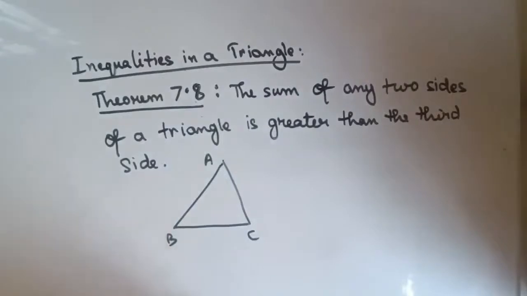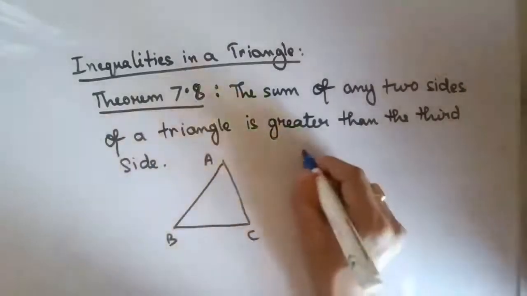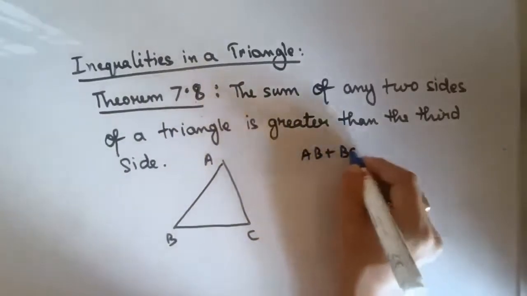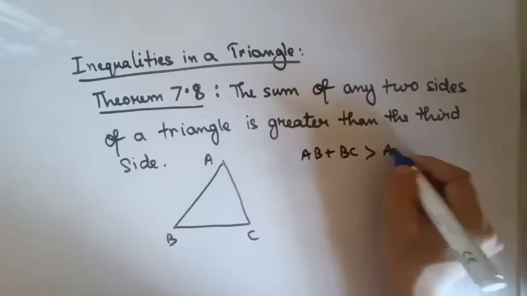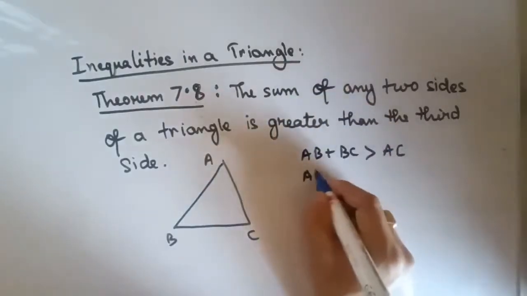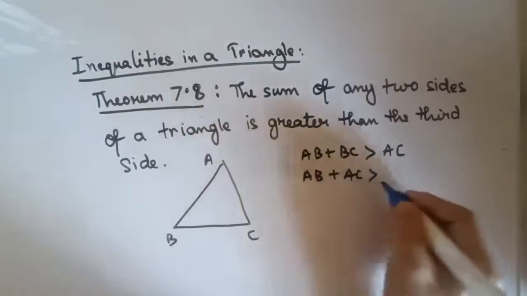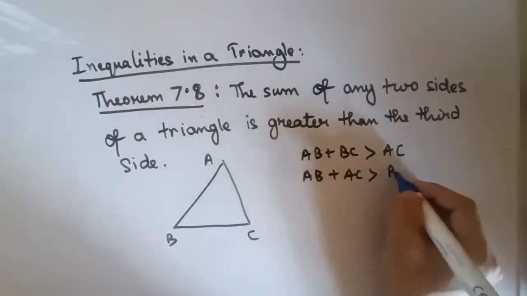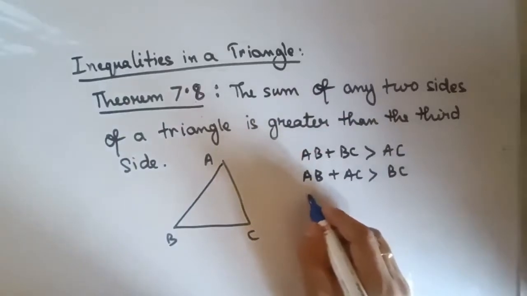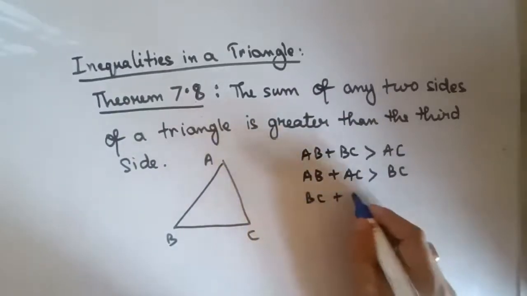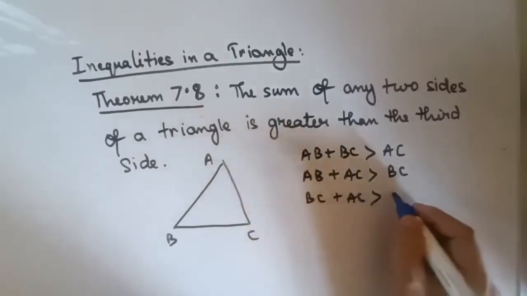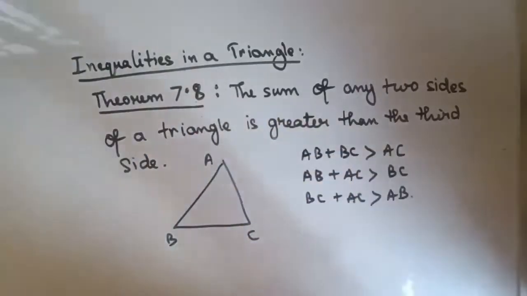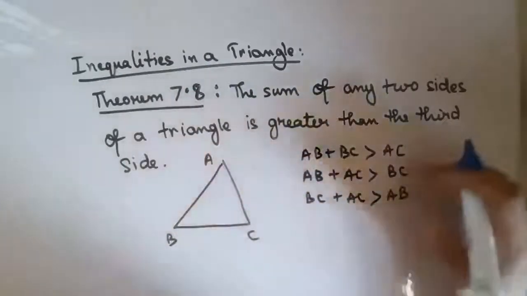Next is Theorem 7.8. The sum of any two sides of a triangle is greater than the third side. For example, in triangle ABC, side AB plus BC is always greater than side AC, or side AB plus AC is greater than the third side BC, or side BC plus AC is greater than the third side AB. So in any triangle, the sum of any two sides is greater than the third side.